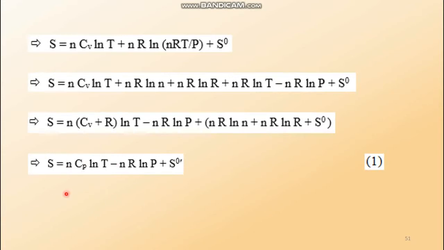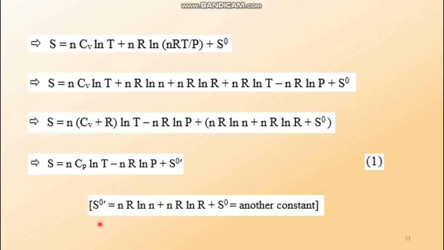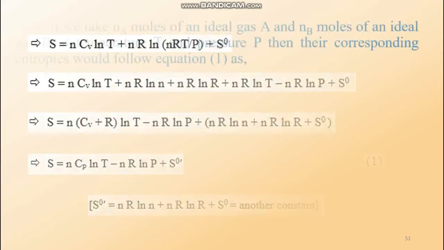Okay, so what is the form of the absolute entropy of some ideal gas? This is the form of the absolute entropy of an ideal gas, and this is the theoretical value. In practice, you cannot determine the absolute entropy of the substance. Why? Because there is some S0 dash value which is quite unknown to us. So here you must mention the expression of S0 dash, which is another constant, and the expression is nR ln n plus nR ln R plus S0.